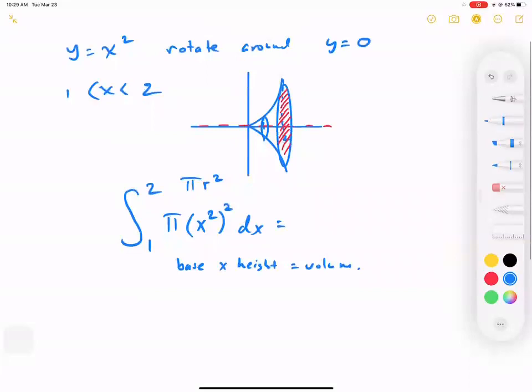Easy peasy. We can simplify it as pi times the integral from 1 to 2 of x squared squared, which becomes x to the 4th. And then we can integrate this by hand. Not a hard problem.